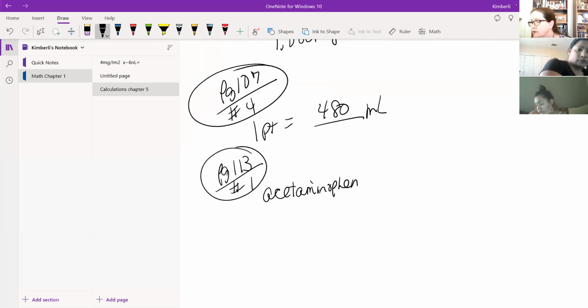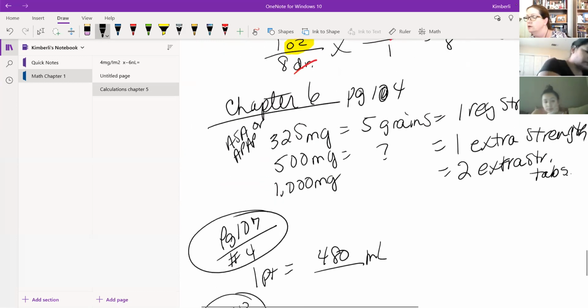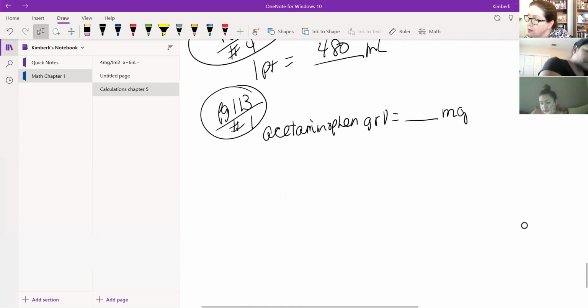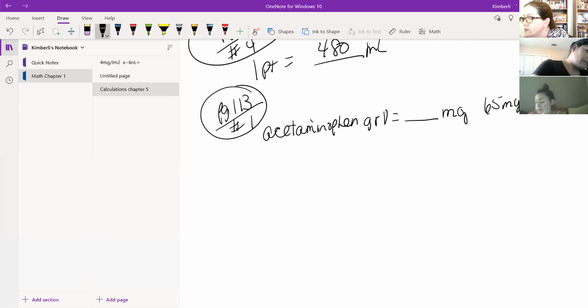Anybody know what drug that is? Tylenol. It's Tylenol. Is equal to how many milligrams? So you have 5 grains is equal to how many milligrams? 5 grains is 1 regular strength Tylenol. We just talked about it right up here. So since it's Tylenol, we're going to use 65 milligrams to 1 grain.